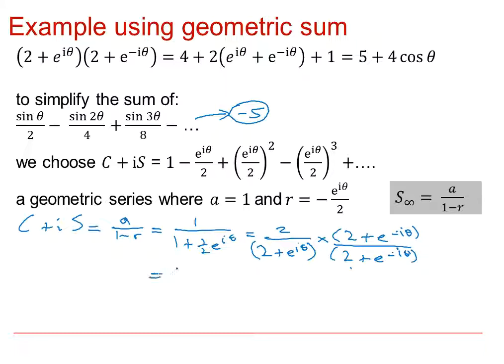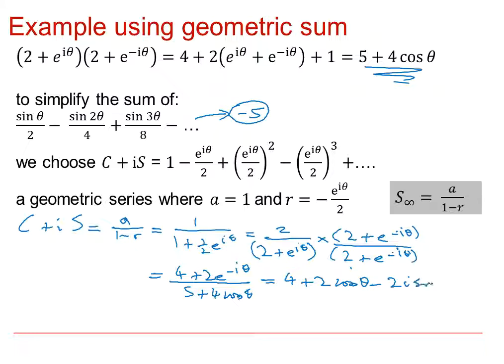So the top can be written as a helpful 4 plus 2 e to the minus i theta, and the bottom becomes, using the result at the top, 5 plus 4 cos theta. Notice we have no complex numbers in the denominator now, having used the result at the beginning. And now rewriting the e to the minus i theta, we can write this as 4 plus 2 cos theta minus 2i sine theta all over 5 plus 4 cos theta.